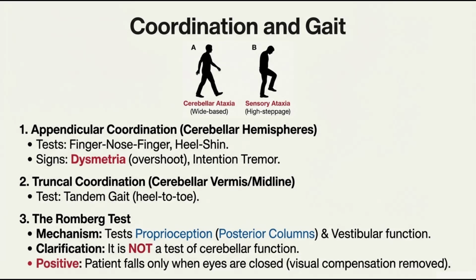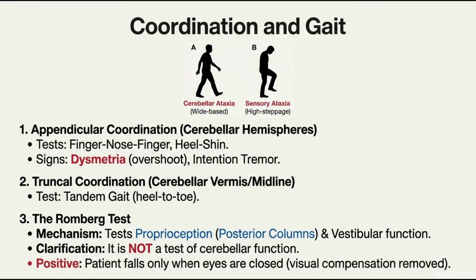Exactly. And there's a localization map here too. The cerebellar hemispheres, the sides of the cerebellum, they control the limbs on the same side of the body. Ipsilateral. So if you have a tremor in your hand when you're reaching for a cup, an intention tremor, or you keep overshooting the target, that's dysmetria. That's a hemisphere problem. And the trunk. The vermis, the midline strip of the cerebellum, controls the trunk. So you might have a patient with perfectly steady hands, but when they try to stand or walk, they look like they're drunk. A wide-based ataxic gait.